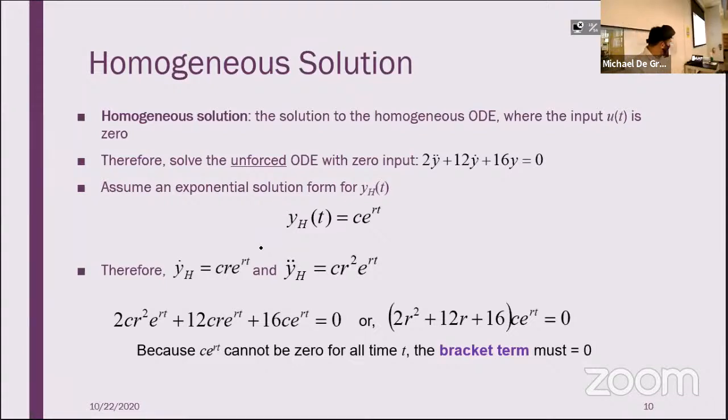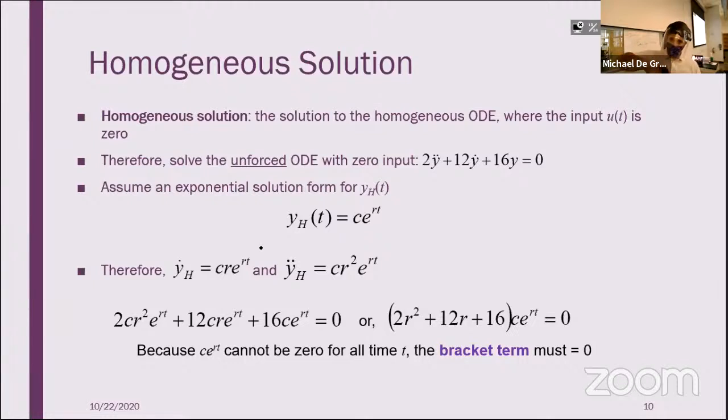So again, we see it here: 2y double dot plus 12y dot plus 16y is equal to 0. We can assume an exponential solution for the homogeneous solution. So we're going to assume that y sub h of t is equal to c e to the rt. Why can we assume that? Because we took diffie-q's and we know that's how this is going to behave. For a second order system, we should expect an exponential response.